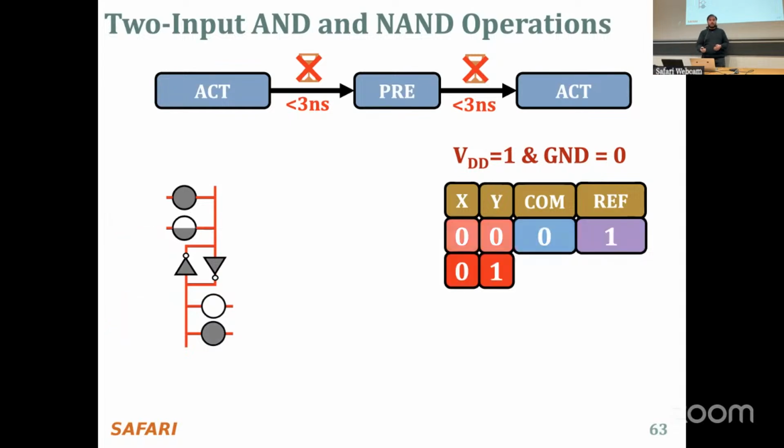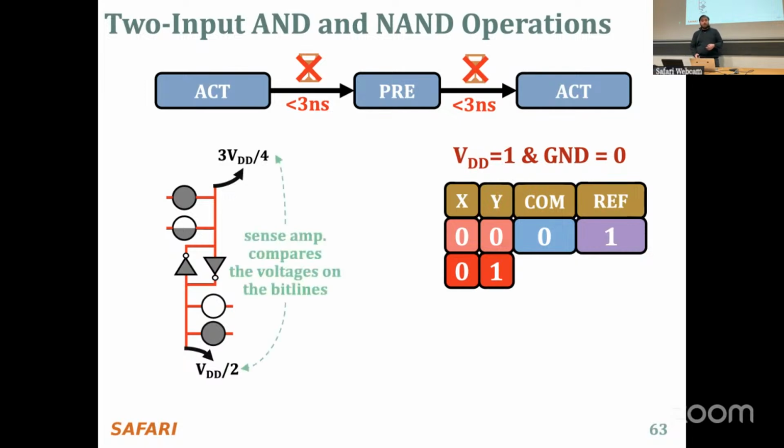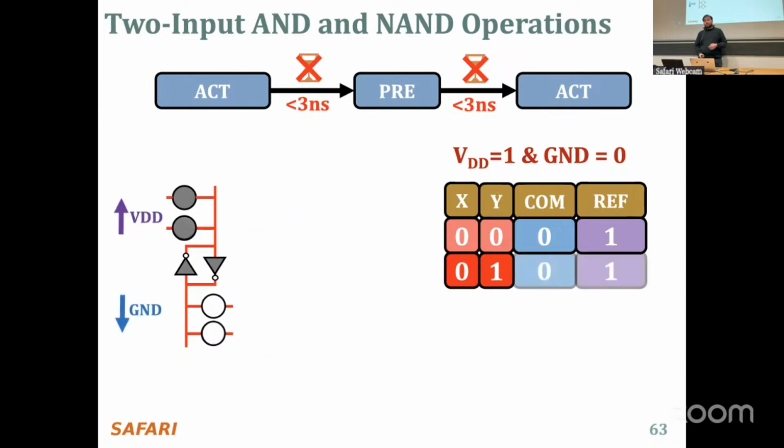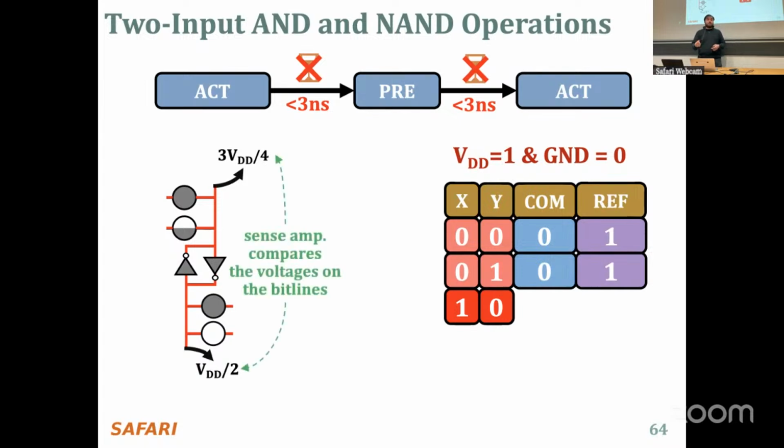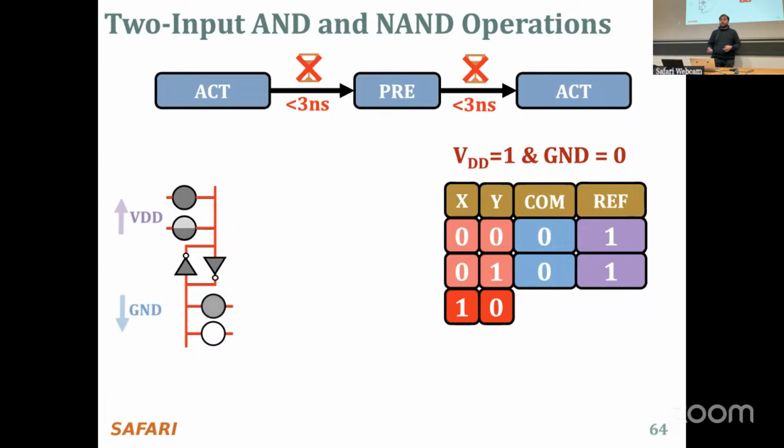And now the second case, where X is 0 and Y is 1. Now the compute bit line has the voltage value of VDD over 2, but this is still lower than 3 VDD over 4, and the result is the same. The reference subarray will have 1, and the compute subarray cells will have 0. And for the third one, where X is 1 and Y is 0, the output is the same, right? The average is still VDD over 2, which is still lower than 3 VDD over 4, and the result will be that the reference subarray will have 1 and the compute subarray will have 0.